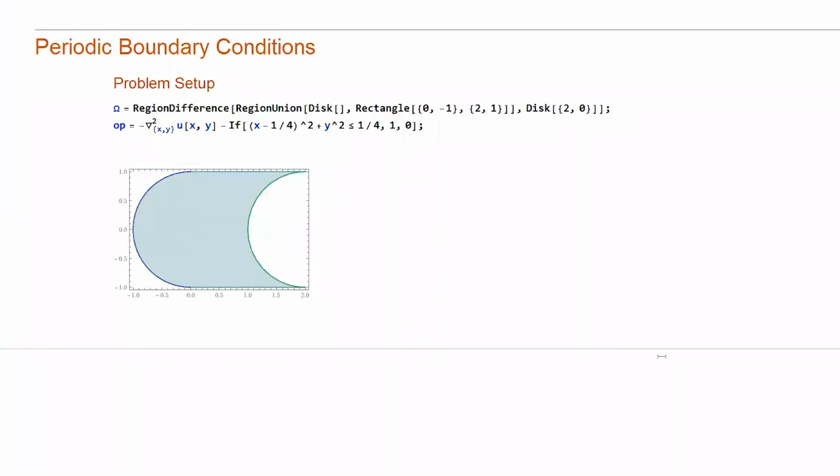Here's an example for a periodic boundary condition. The region we're looking at is made up of a rectangle. On the left-hand side, a disk is added. On the right-hand side, a disk is subtracted. The PDE operator is a negative Laplacian, and it has an additional load term. That load term is active. It gives 1 if it's inside a specific part of the region, and 0 if it's outside of that region.